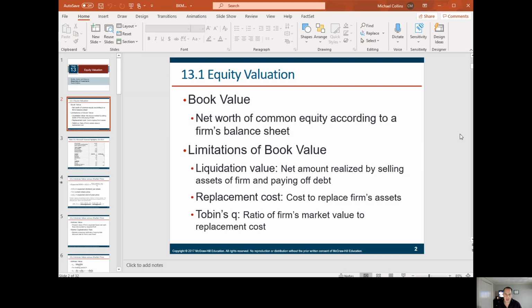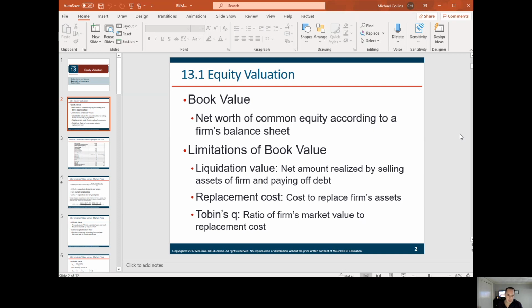Limitations of book value. Liquidation value, the net amount that would be realized by selling the assets of the firm and paying off debt. Sometimes if you had to sell everything, you wouldn't get what you have on the balance sheet because it would be effectively a fire sale. Replacement cost. Sometimes book value has limitations because the cost to replace the firm's assets could be much higher or much lower depending on the environment.